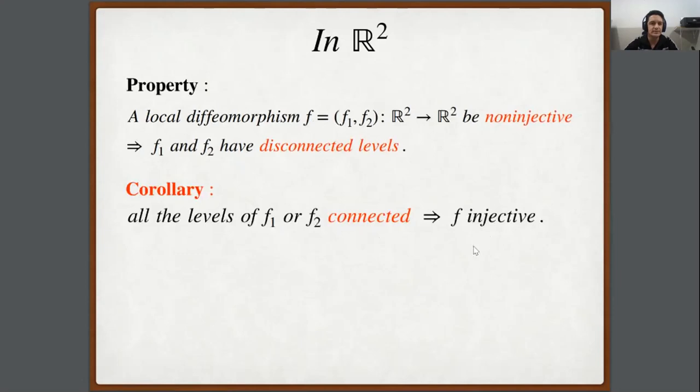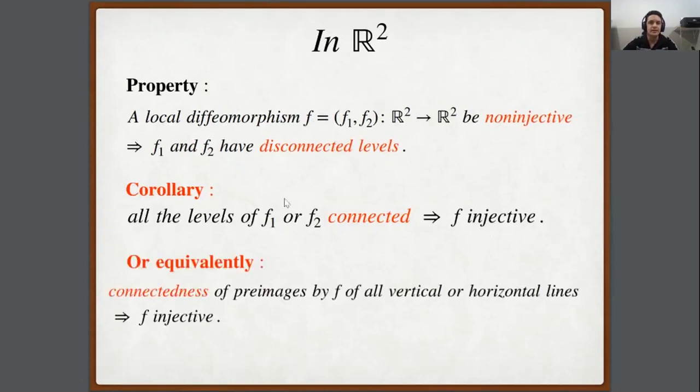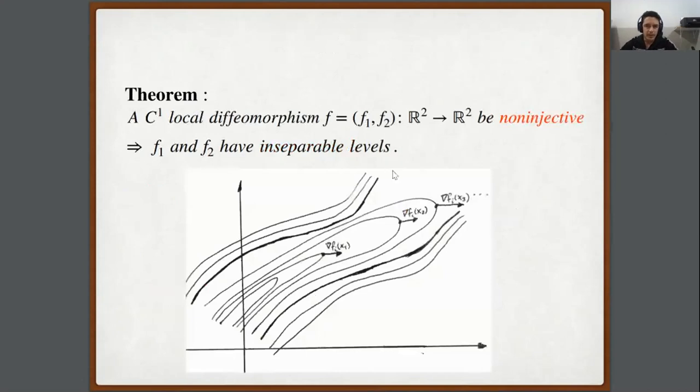For this talk, it is interesting to think of these conditions in an equivalent way. That is, the levels of F1 are the same as the pre-images by the local diffeomorphism F of all vertical lines, and analogously, the levels of F2 are the pre-images of horizontal lines. So we have in R2 this good result: if the pre-images by F of all vertical lines or all horizontal lines are connected, then F is injective.